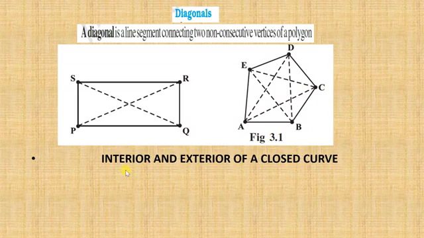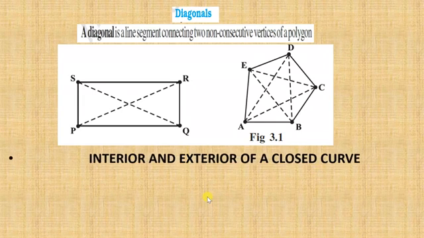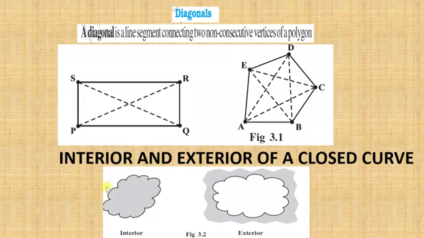Now, interior and exterior of a closed curve. The part which is inside the boundary of a closed curve is called its interior, and the part which is outside the boundary of the closed curve is called its exterior.